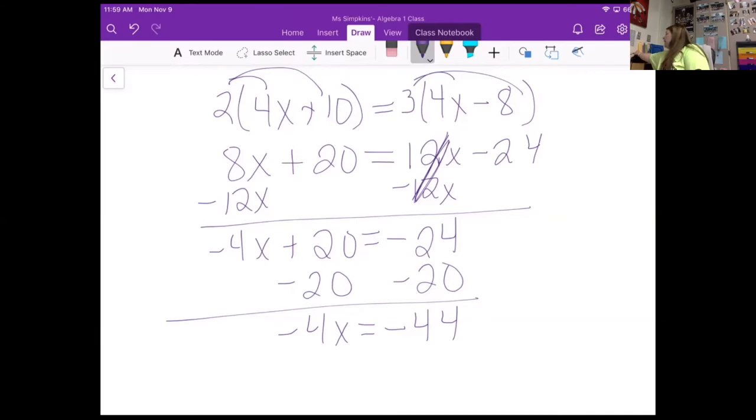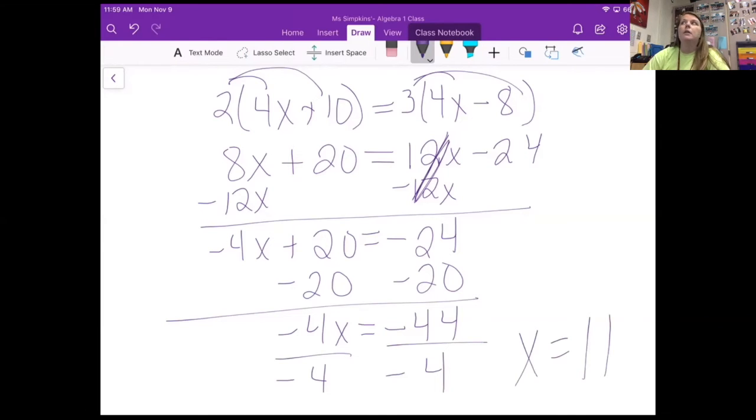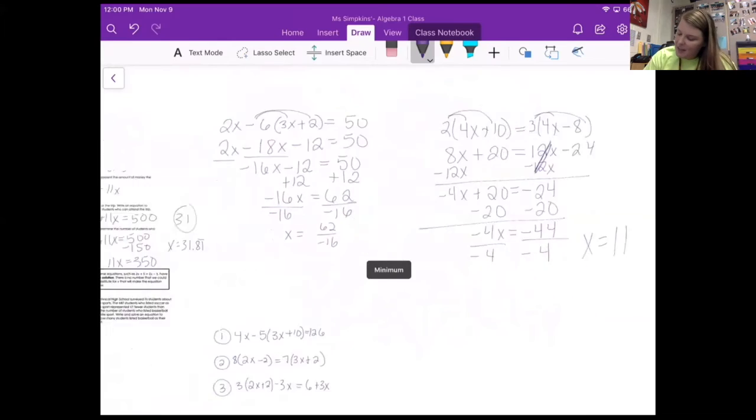So we want to divide both sides by -4. So X would equal 11. X equals 11. We're going to be practicing this a lot, but you just solved an equation with variables on both sides, which is exciting. Woohoo! Yay! Okay, I'm excited.